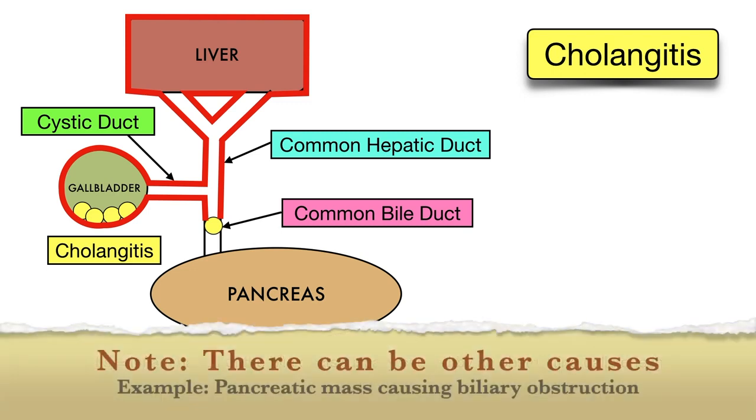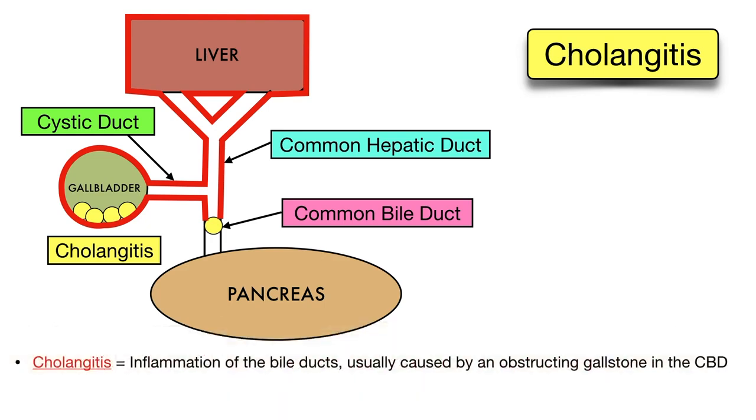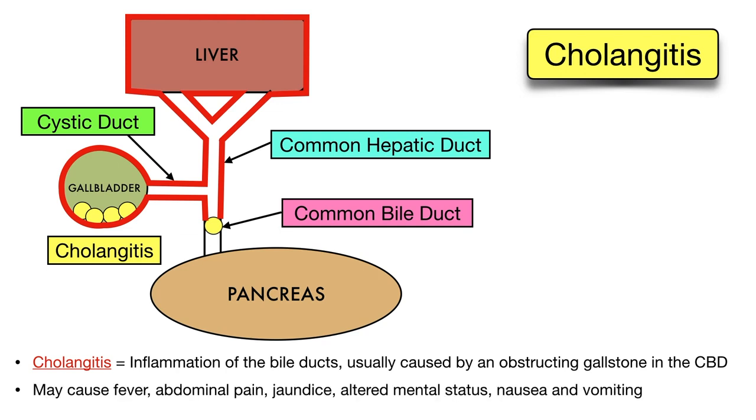We know from our talk on cholecystitis that an obstructed stone will block content from passing through. This can lead to inflammation as well as infection from all that content that's unable to pass by the stone. As a result, symptoms may include fever, abdominal pain, jaundice, altered mental status, and nausea or vomiting.